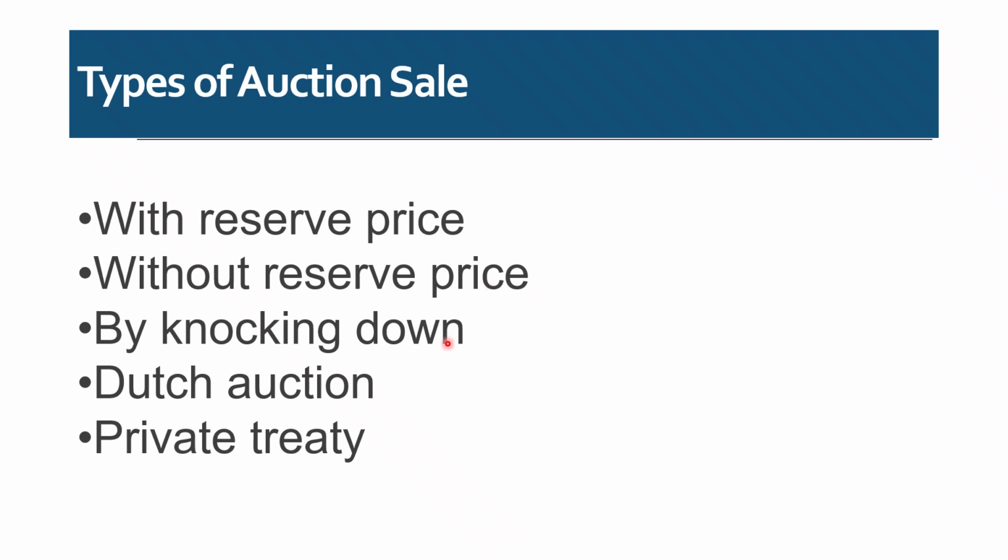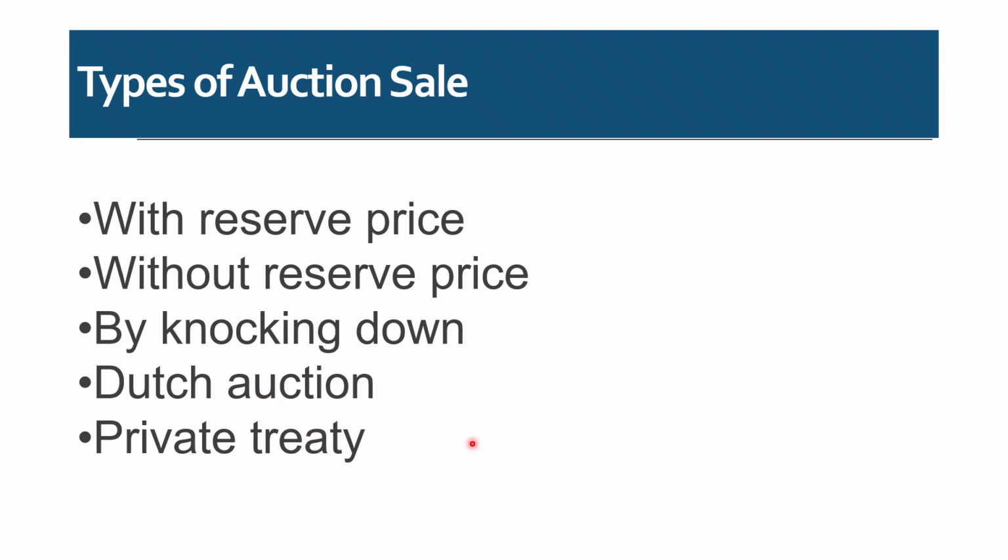Next is auction by knockout system, or knocking it down. Here bidders agree among themselves to keep the prices low, and one bidder buys at a low price, and then they share the profits privately. This is considered an unfair practice. The next one is the Dutch auction. Here the auctioneer starts at a high price and decreases until a bidder accepts. This Dutch auction method is most commonly used in the flower market and for perishable goods.